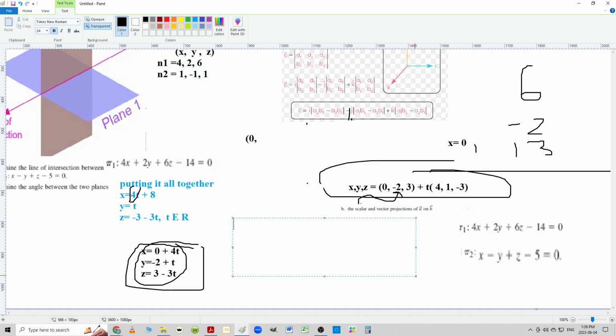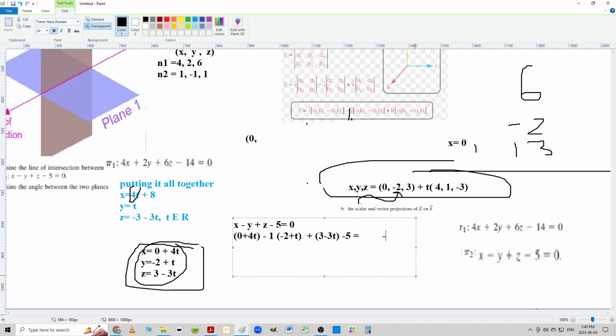These are 3 vectors. Now I can use the other plane, minus x, minus y, plus z, minus 5 is equal to 0. And where I see x, I can put in its equivalent, 0 plus 4t. Where I see y, I have to put a minus 1 in front of it. Where I see y, I can put in minus 2 plus t. And where I see z, I can put 3 minus 3t. And minus 5 is equal to 0.